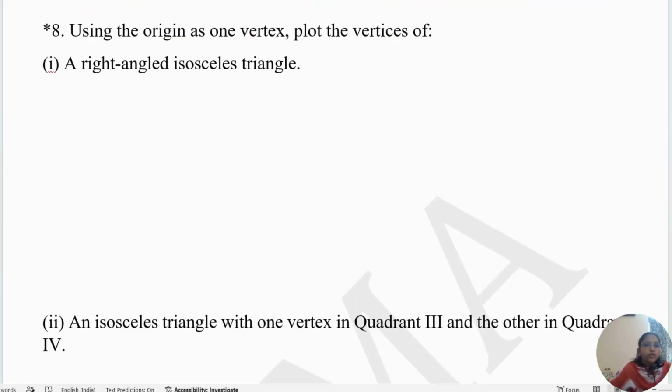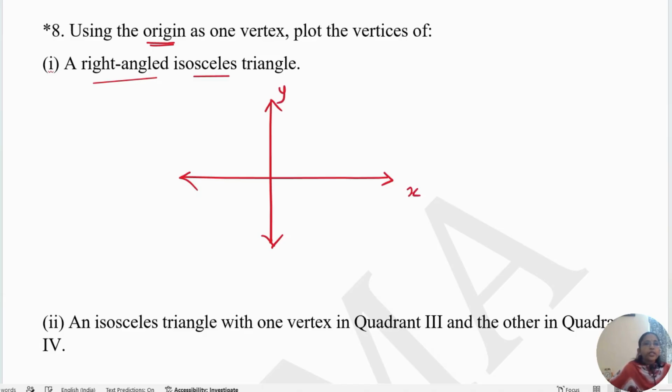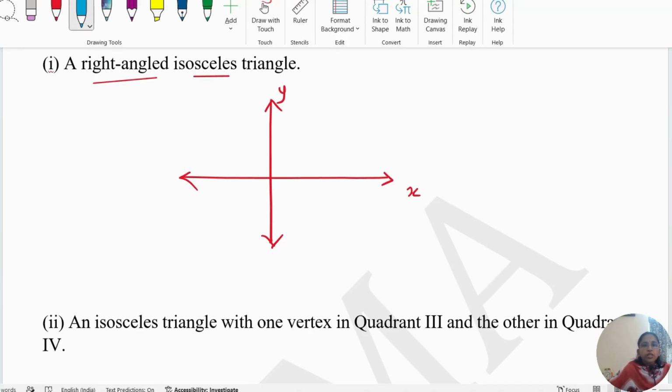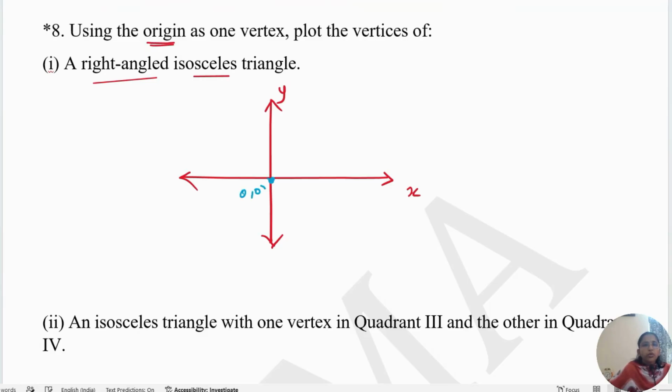Coming to the next question, using the origin as one vertex, plot the vertices of a right-angled isosceles triangle. So right angle in the sense one of the angles is 90 degrees, isosceles in the sense the two sides are equal. What is our condition? Using the origin as one vertex. So origin in the sense 0 comma 0, the meeting point of x-axis and y-axis. So this is our origin 0 comma 0.